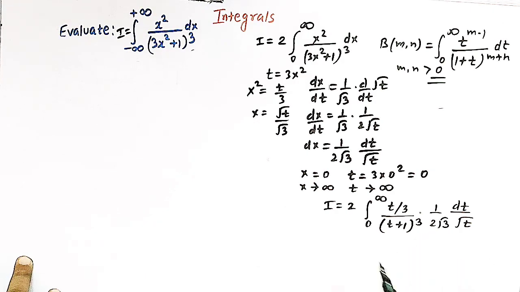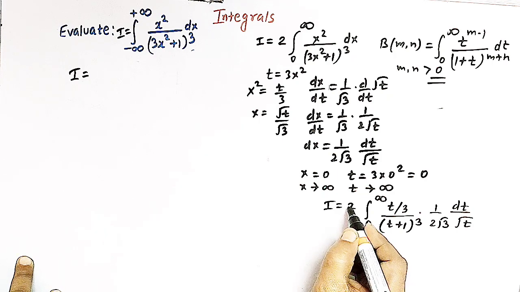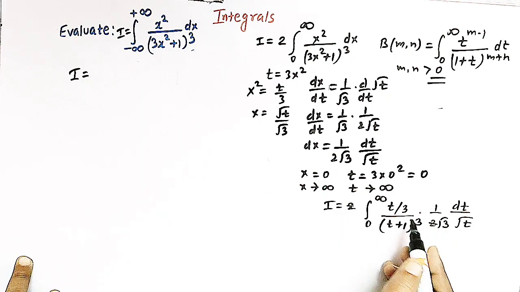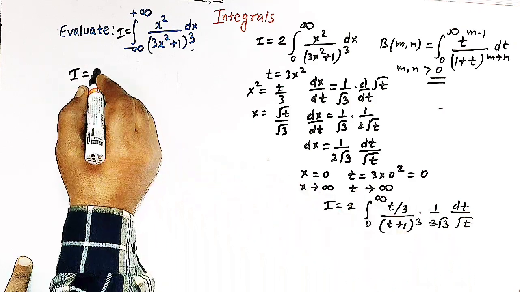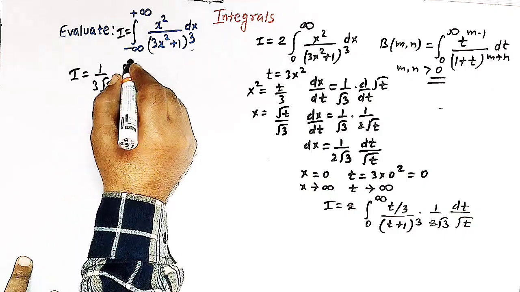So now let us simplify it. So we have I is equal to, this 2 and this 2 get cancelled. So we can now write 1 over 3 root 3 outside the integral. So we have 1 over 3 root 3, then we have 0 to infinity.